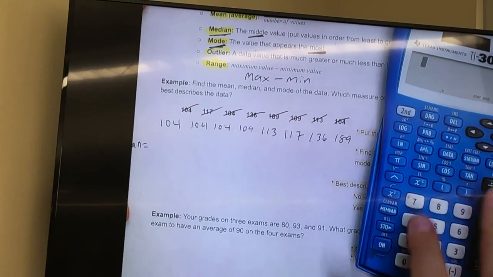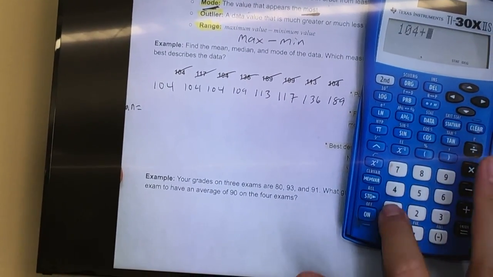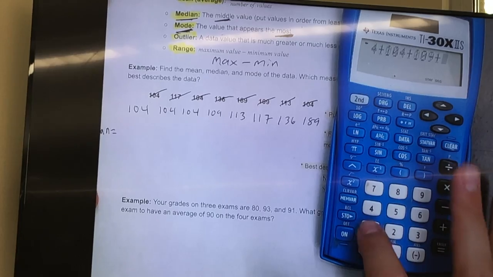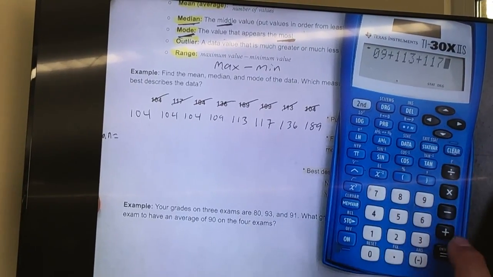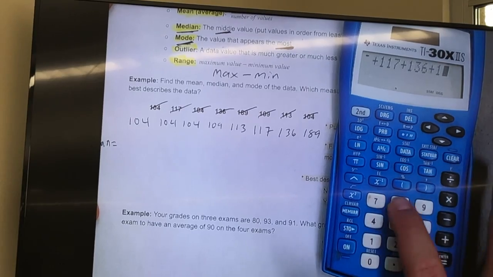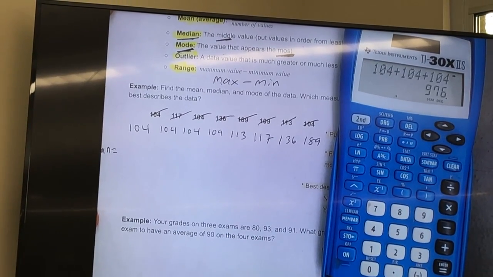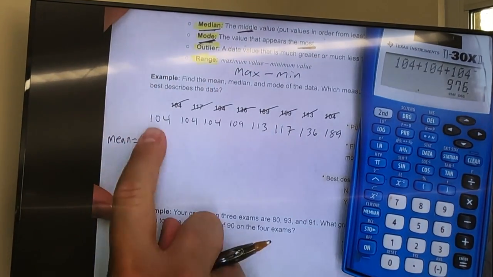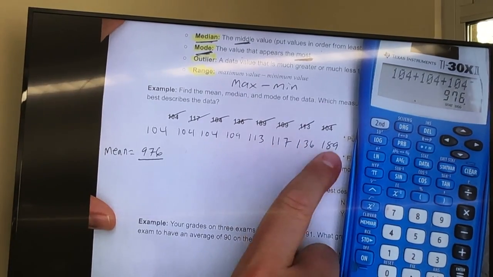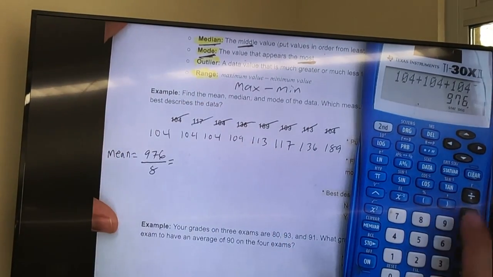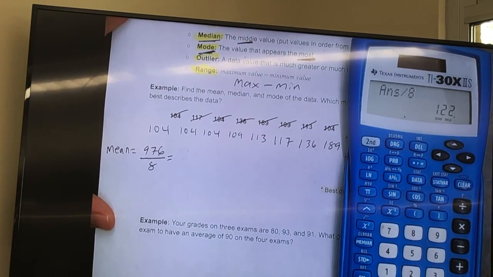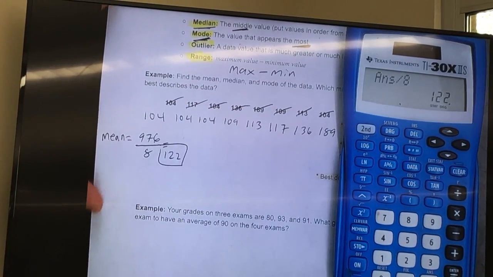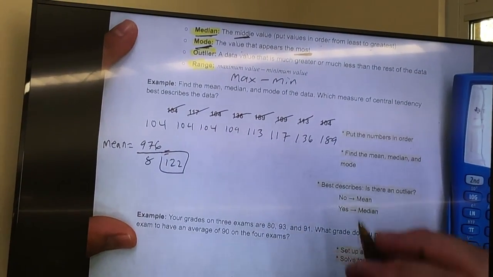Yes, please use your calculator. So 104 plus 104 plus 104 plus 109 plus 113 plus 117 plus 136 plus 189. You should be getting 976. And we have 1, 2, 3, 4, 5, 6, 7, 8 numbers. Divided by 8. Should be getting 122. That again is the mean. All right, so that is checked off.